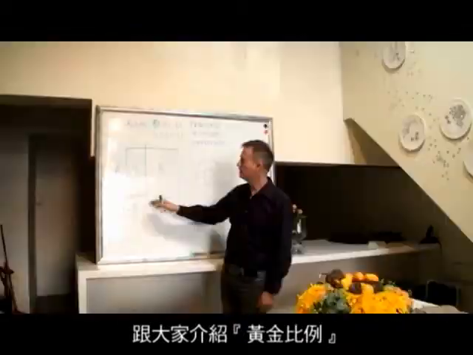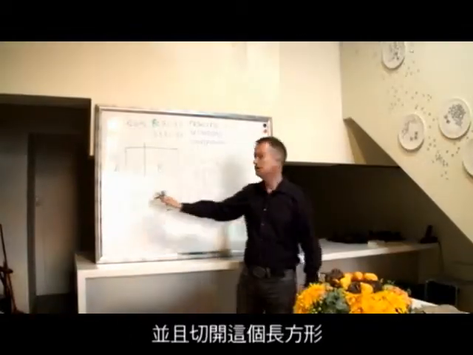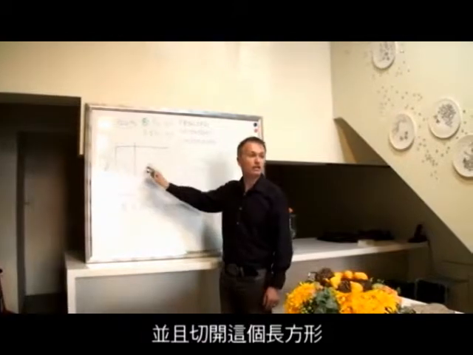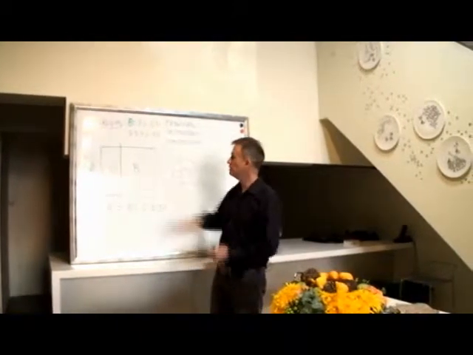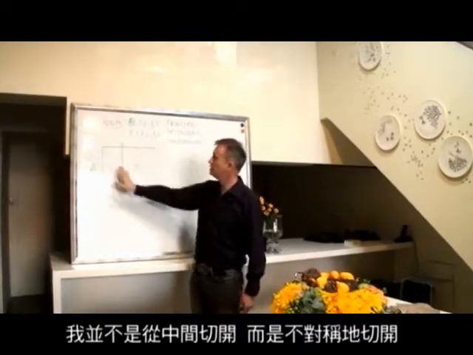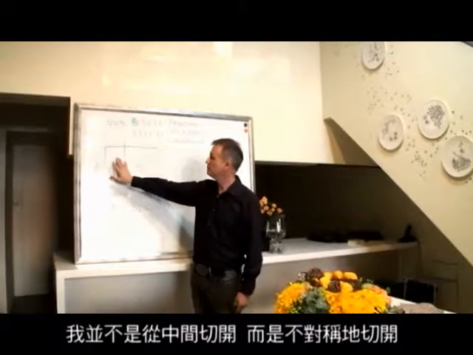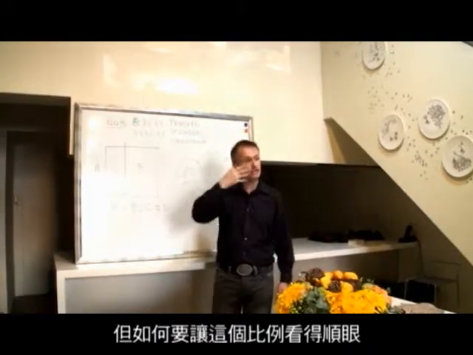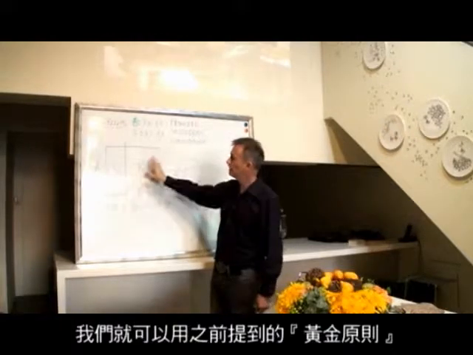There is a proportion. If you take a square like this, how do you separate the square? How do you make it asymmetric? I don't cut it in the middle, I cut it asymmetrically. But how is it nicer for your eyes when you look? So we can use the golden rule.